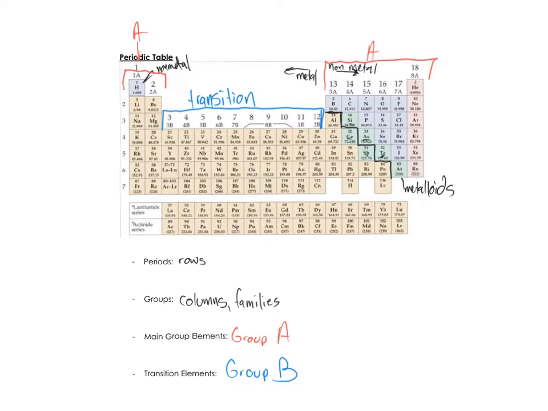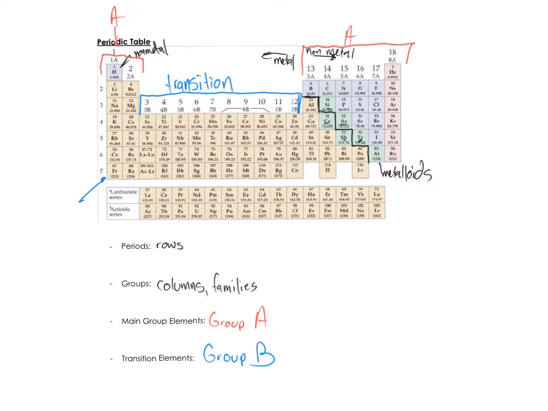We have special names that we call certain families. This first group, first family, is known as the alkali metals. By the way, I should mention that the reason why we call them families is because anything in a column shares similar properties and reactivity mostly. This second column here of the group A elements is known as the alkaline earth metals.